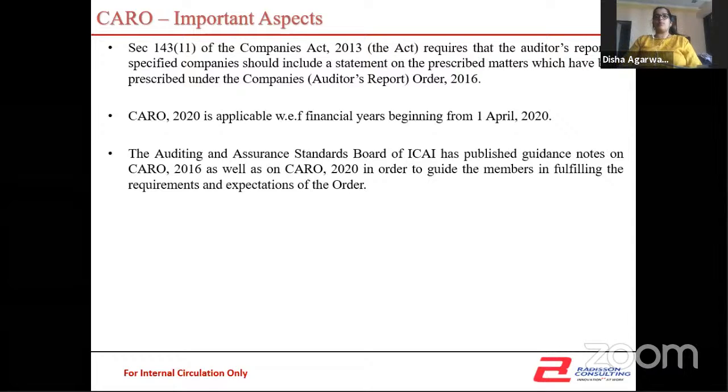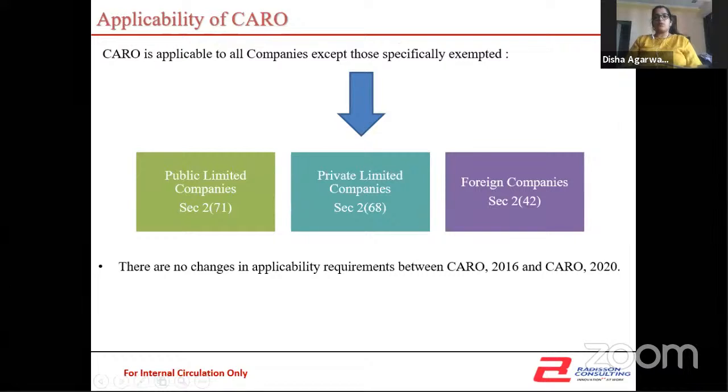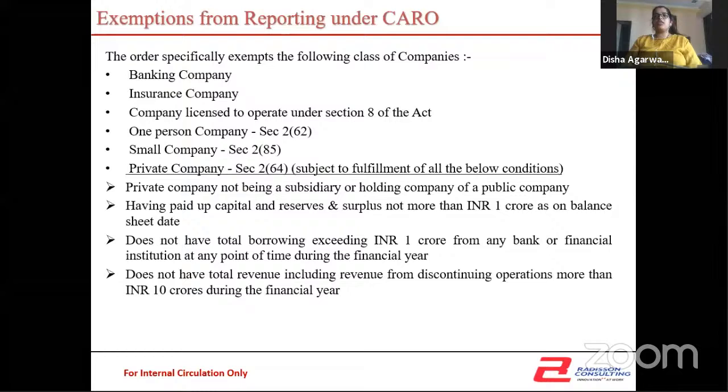Now I would like to jump on to the applicability of CARO. First of all, there are no changes between CARO 16 and CARO 2020 in terms of applicability. CARO 2020 is applicable to all public limited companies, private limited companies, and foreign companies, except those that are specifically exempted. The exempted companies are banking companies, insurance companies, companies licensed to operate under Section 8 of the Act, one-person companies, small companies, and certain private companies.